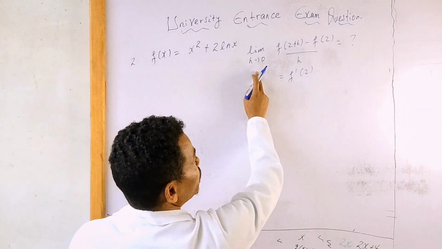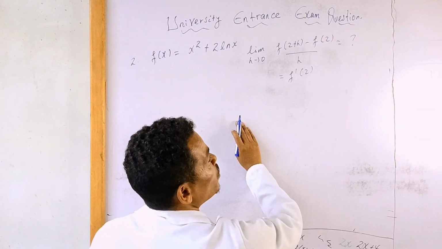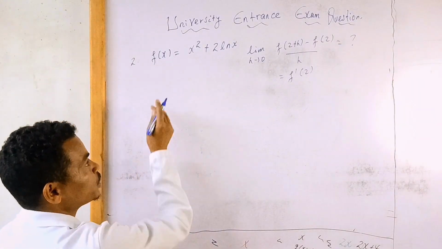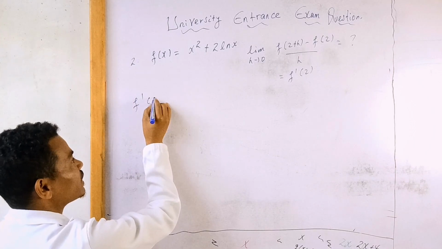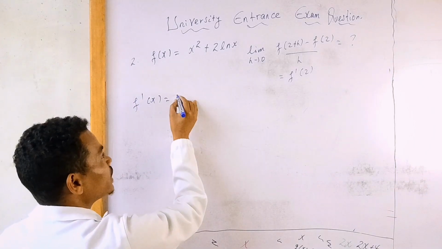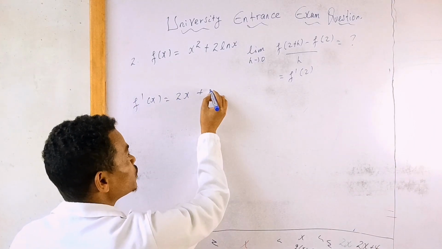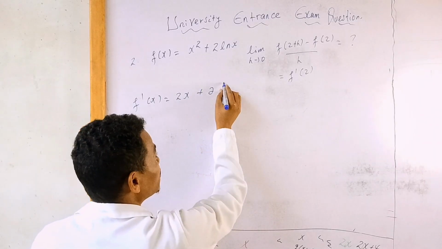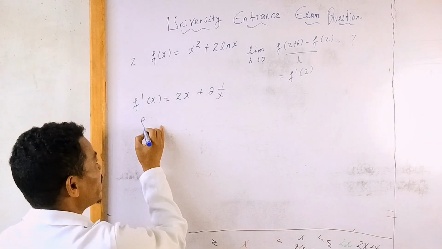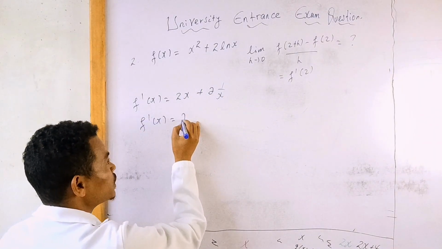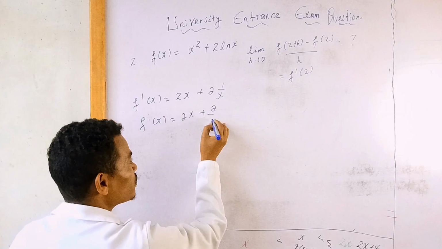limit h equal to 0 of f of 2 plus h minus f of 2 over h is the same as f derivative at 2. ስለዚህ ይህን derivative እናደርግ. f derivative at x is equal to x square derivative, 2x, plus 2 times the derivative of ln x, that is 1 over x. So f derivative at x is equal to 2x plus 2 over x.